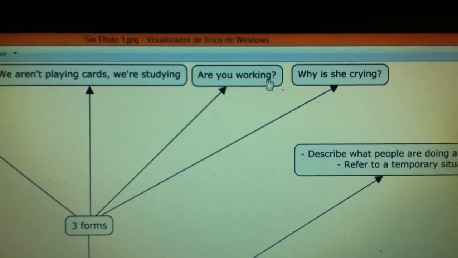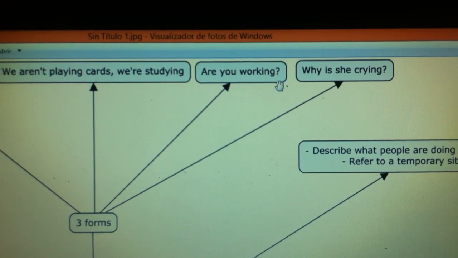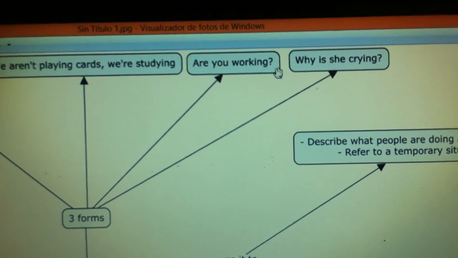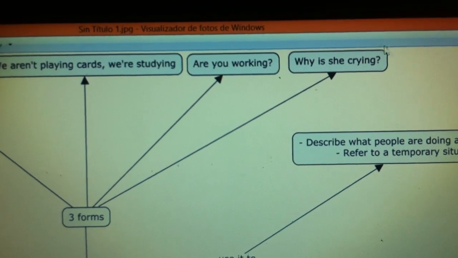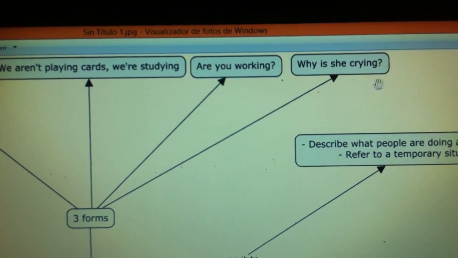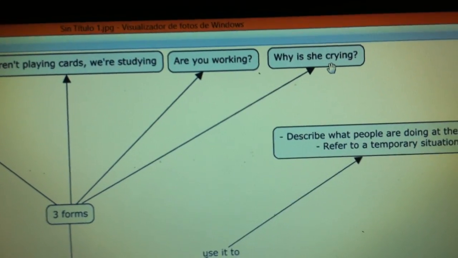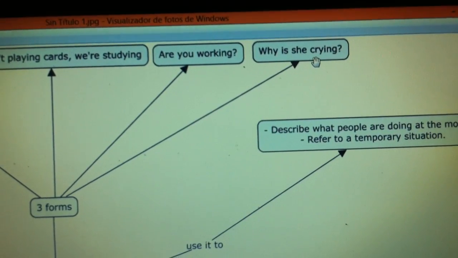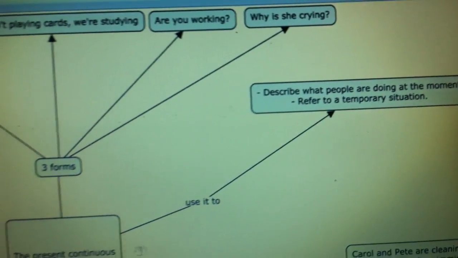The answer that we expect when we ask this kind of question is yes or no. Which is not the case on the second question, which is, why is she crying? In this case, we need to know the reason of this action. When are we going to use the present continuous?